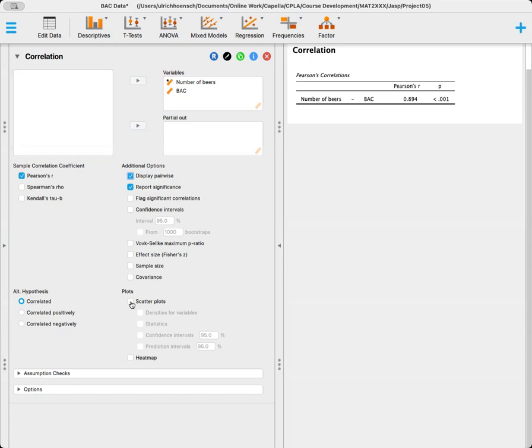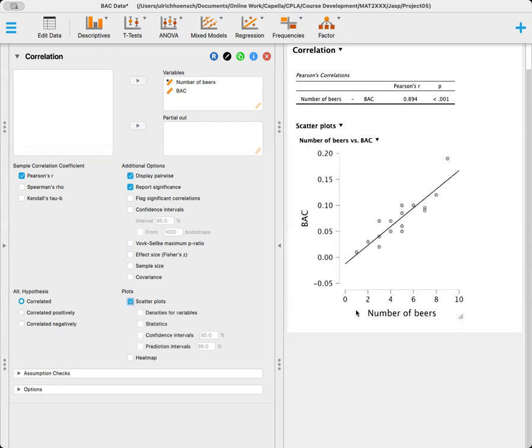You can also look at the scatter plot, and it basically tells us everything we need. It gives us the number of beers on the x-axis, because that's the independent variable, and the blood alcohol content on the y-axis, because that's the dependent variable. And you can include some options here for that scatter plot, but that is really not necessary.